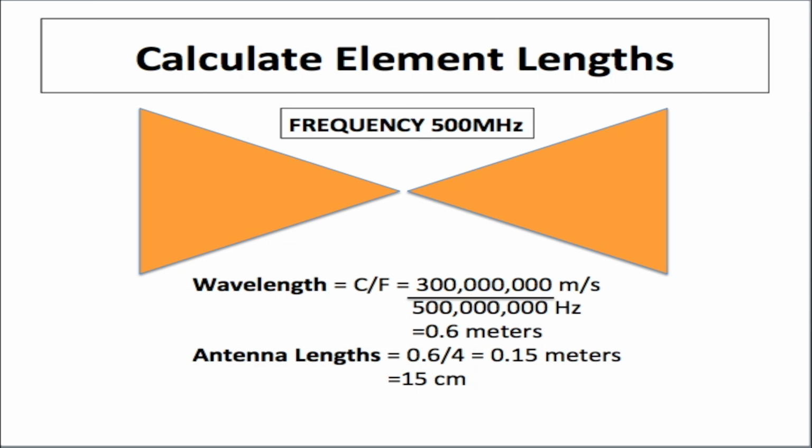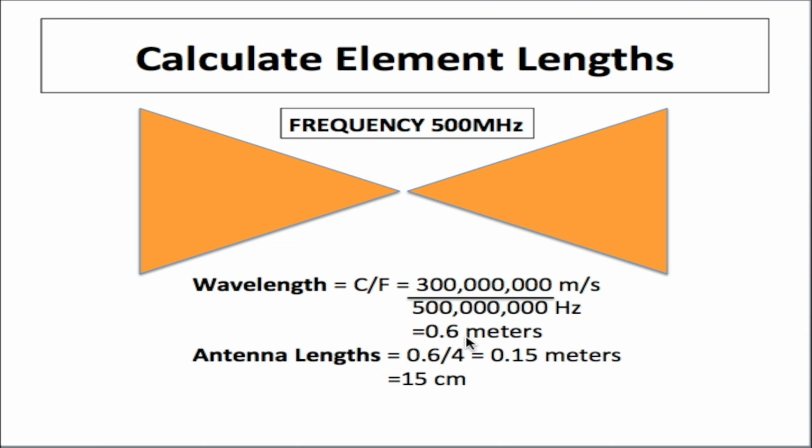So now we need to determine the length of each element. That is the length of the sides here. This is side 1, 2, 3, and 4. Now, in order to determine the length of these sides, the first thing we need to do is to figure out what the wavelength is. So the wavelength is equal to C over F. C stands for the speed of light, which is 300 million meters per second. And the frequency, which is a resonant frequency, is 500 million hertz. So if we divide this 300 million by 500 million, we would have 0.6 meters.